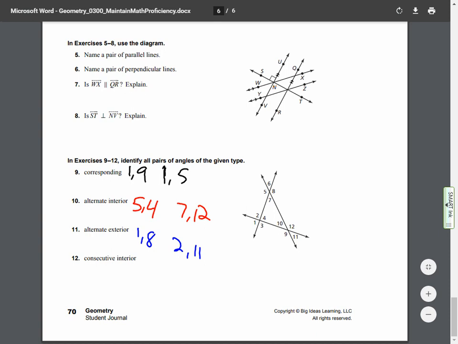And then consecutive interior or same side interior. 4 and 7 jumped out at me right away. Let's see. 12 and 8. 3 and 9. 4 and 10. Okay. And I'll let you fill out the rest.